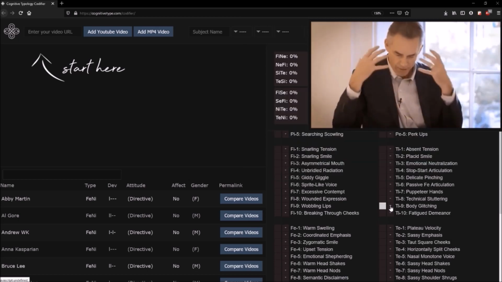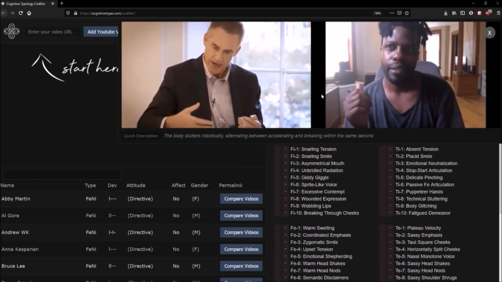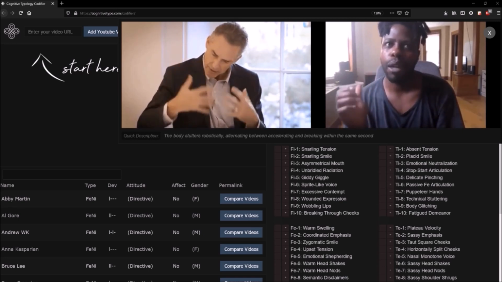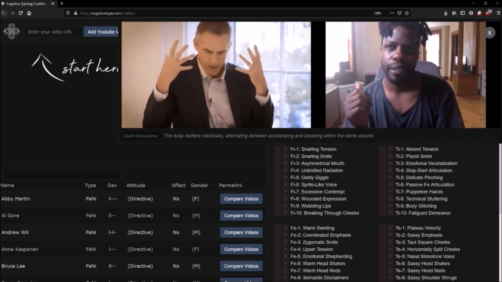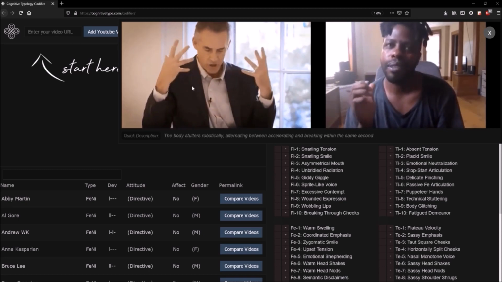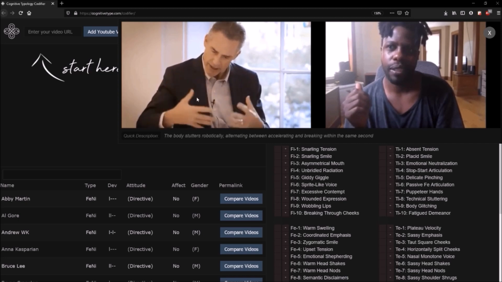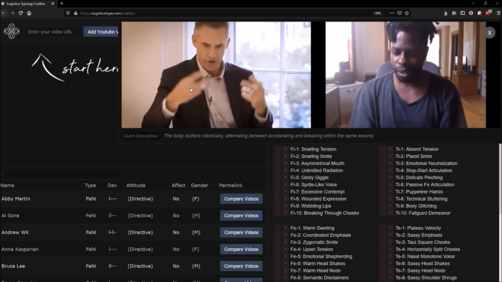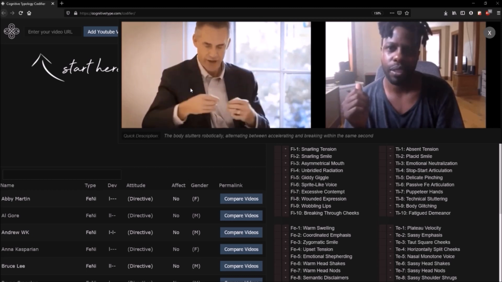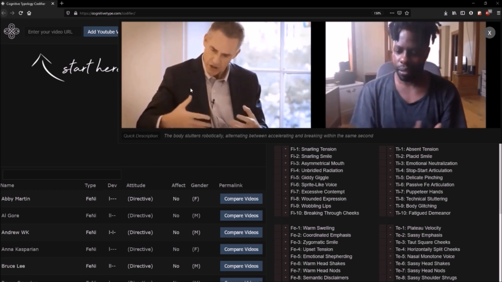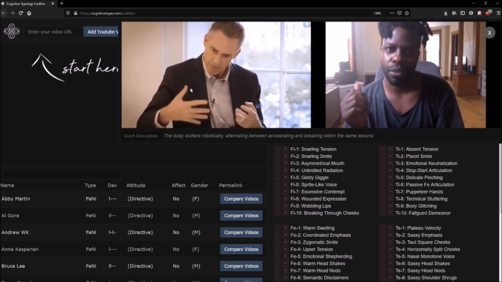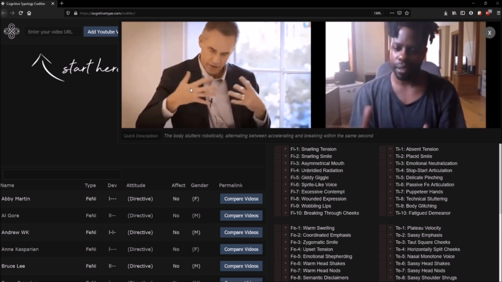Now TI-9 is body glitching. Body glitching says, the body stutters robotically, alternating between accelerating and braking within the same second. So here we see in Jordan Peterson how he's struggling, his body is pushing and stopping, almost as if you had the brake on and the acceleration on at the same time. So if you know what it's like to drive a car where you constantly shift between braking and accelerating, you know the kind of jerking action that happens.